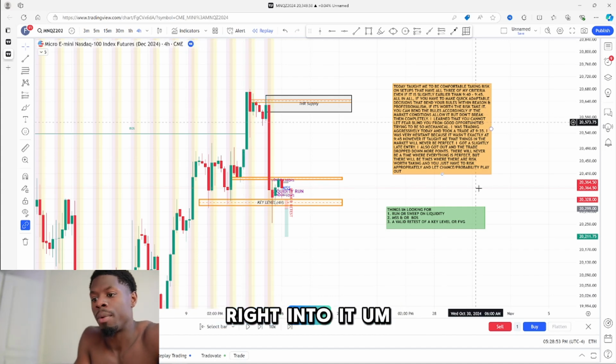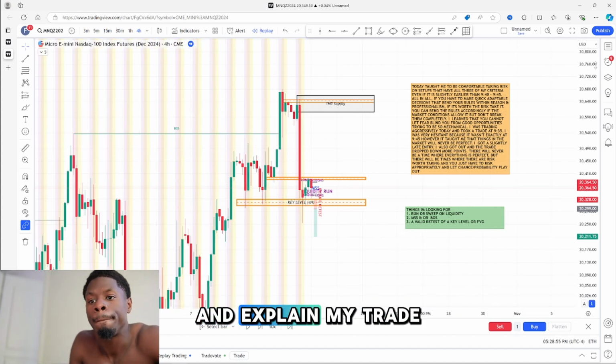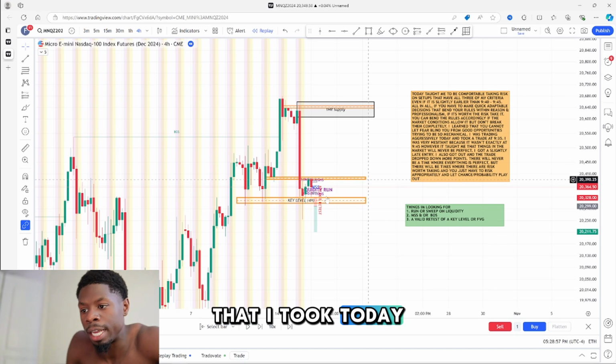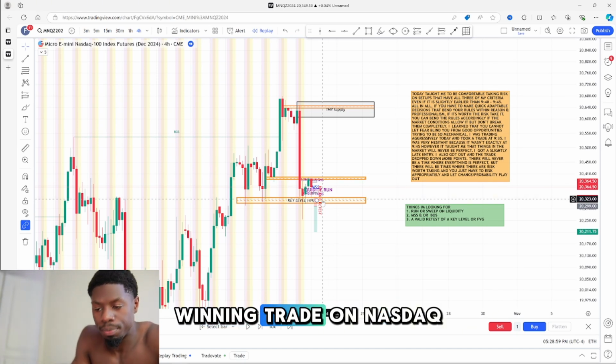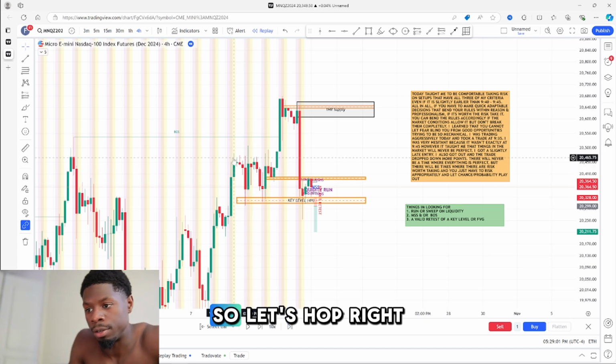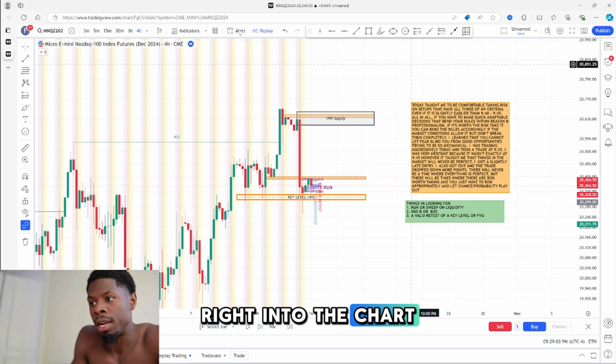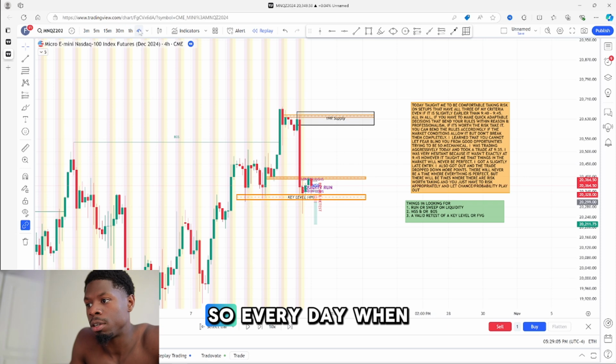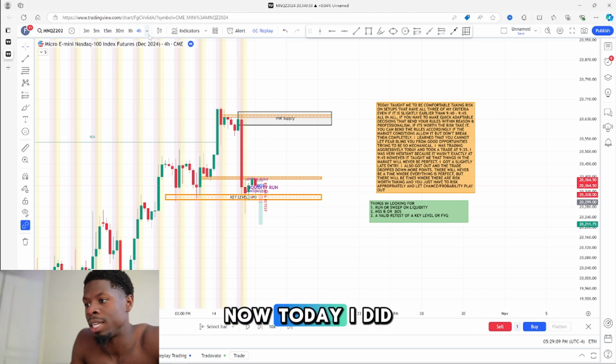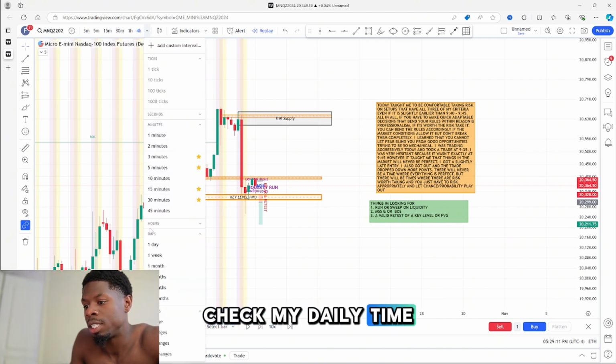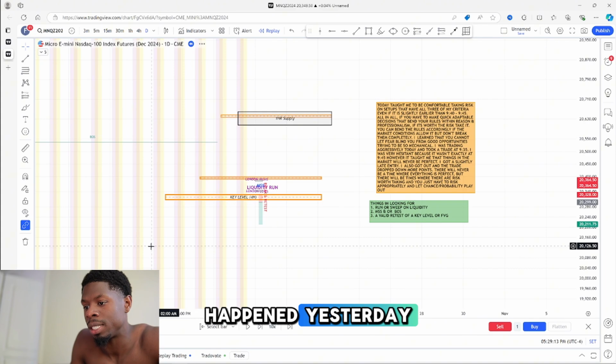So I'm gonna hop right into it and explain my trade that I took today. I did take a winning trade on Nasdaq sell. So let's hop right into the chart. If I come to my 4 hour, so every day when I get to the chart, I always just come straight to my 4 hour. Now today I did check my daily time frame just to see what happened yesterday.